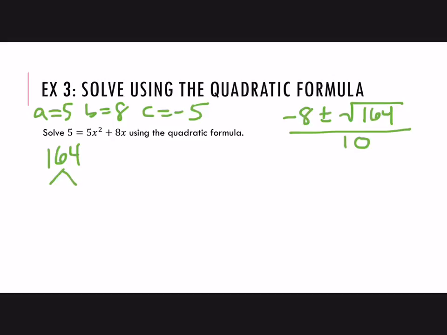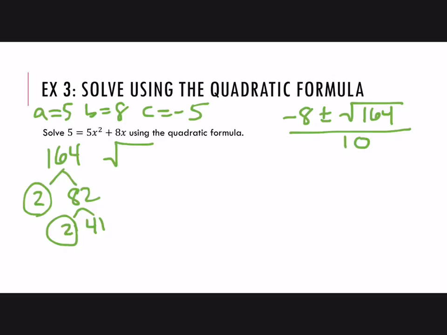And let's see, I do know that 2 goes into this. This is 2 times 82. 82 is 2 times 41. And 41 is a prime number. All right, so simplifying square roots, we'll review that. Anytime you have prime factors that come in pairs, that's an indication that we have a perfect square.